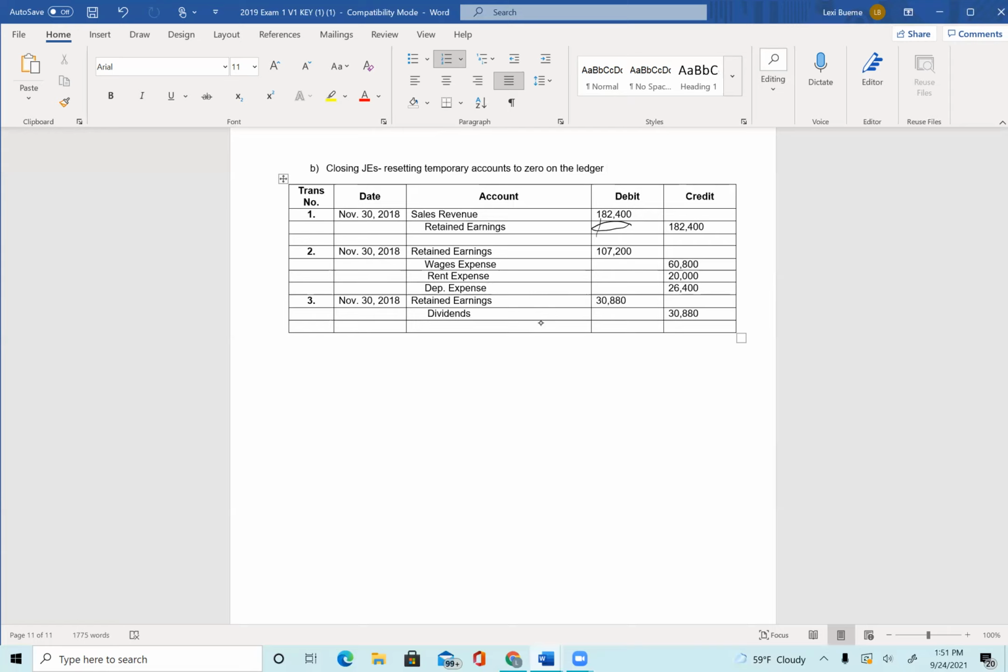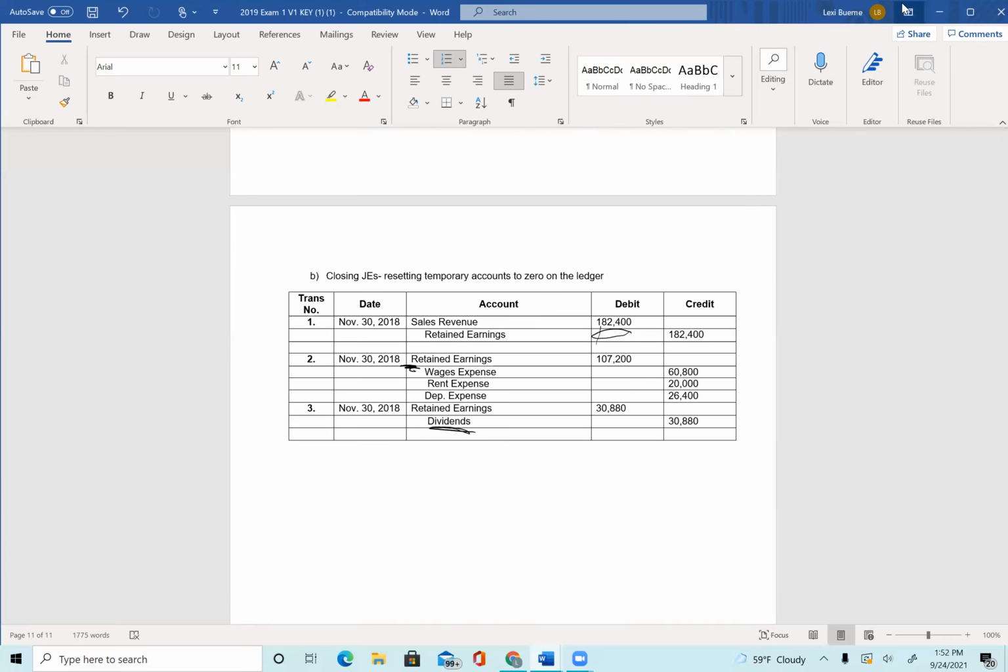And then since we're dealing with expenses now, normally expenses go in the debits, but since we're flipping them and closing them out, they're going to be in the credits. And then we can just debit retained earnings to close it out. And then dividends, since it's not considered a revenue or expense, it has to go by itself. So since it would normally be debited, we're going to credit it, and then we're going to debit the retained earnings.